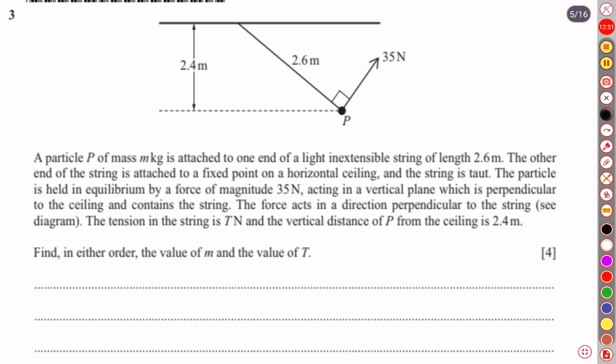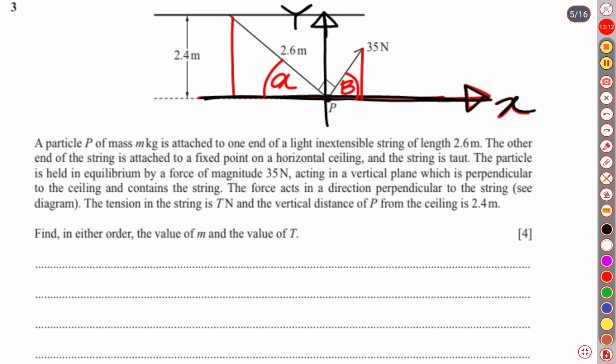So from the question we have understood that we are going to resolve the forces vertically and horizontally. Before resolving the forces, we should draw a proper diagram of the system. Let me draw a diagram. Before resolving the forces, let us find the measure of angle alpha as well as beta.